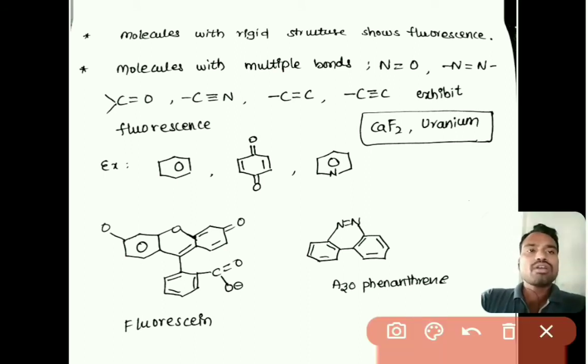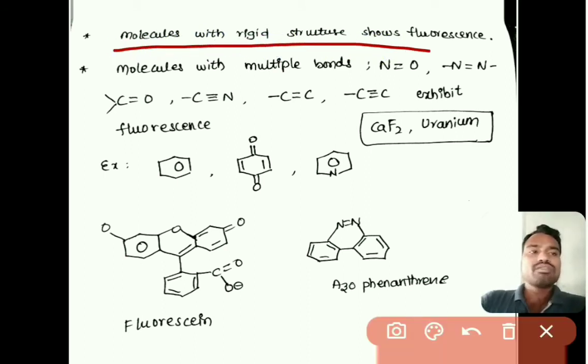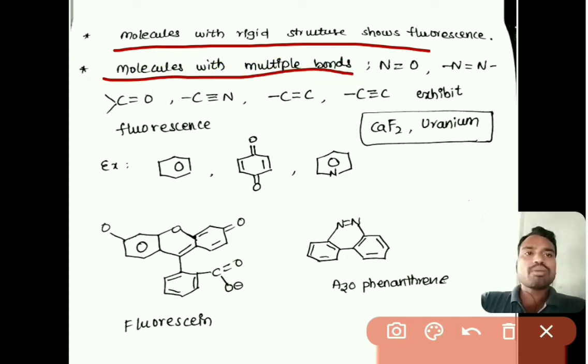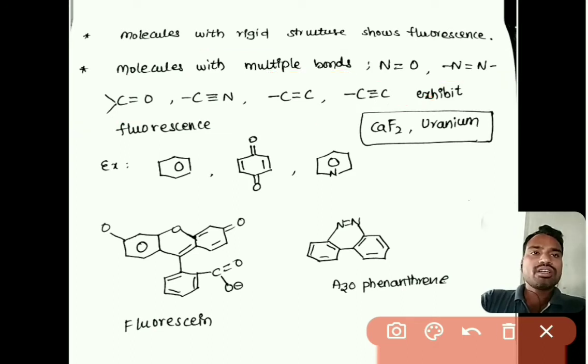Molecules with a rigid structure show fluorescence. For example, molecules with multiple bonds like C=O, N=O, N=N, C≡N, C=C, C≡C, right? So the molecules which contain these kinds of bonds are present, and those molecules will exhibit fluorescence.